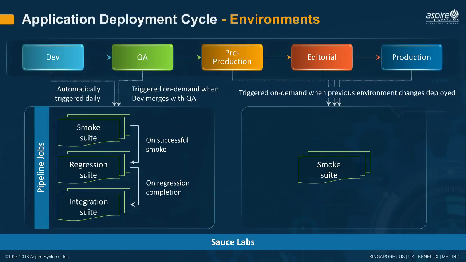So when we see that there are no errors coming up in QA, we further promote it to pre-production and editorial before pushing the code to production. And even in pre-production and editorial, we still make use of the configurations, and we examine whether the configurations exist properly by executing a superset of cases, which is just the smoke suite alone.